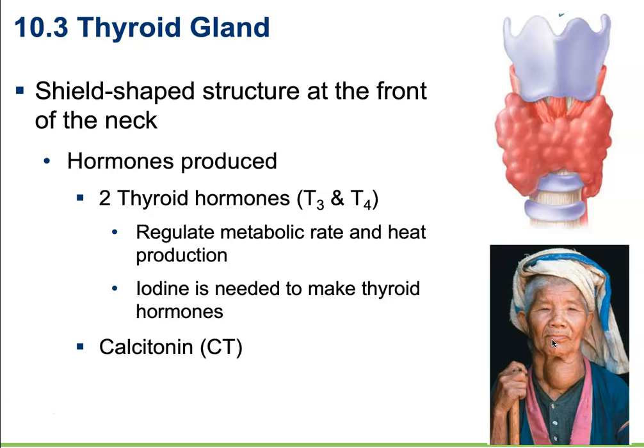Calcitonin, as we've mentioned, is also produced by the thyroid. It's going to regulate the amount of calcium in the blood to ensure properly functioning muscles and neurons. It's going to be produced by the parafollicular cells. It's going to help lower the level of calcium in the blood.